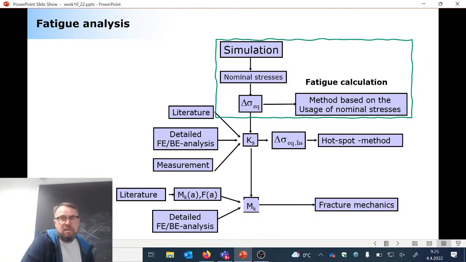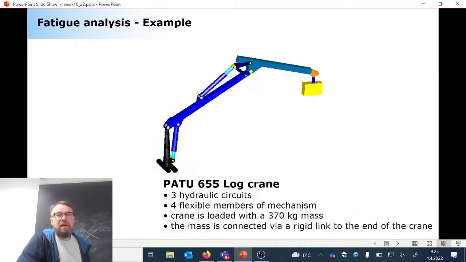You can use a hotspot method or fracture mechanics, but that needs some additional computing, something that you need to get from literature, or you need to build your finite element or boundary element model by yourself, or you need to conduct measurements to get these missing parameters. But roughly, when using flexible multi-body system dynamics, we're limiting ourselves to the first, most coarse method. So this is not very sophisticated, but in most cases it will do the job. Okay, that was a highlight about fatigue.